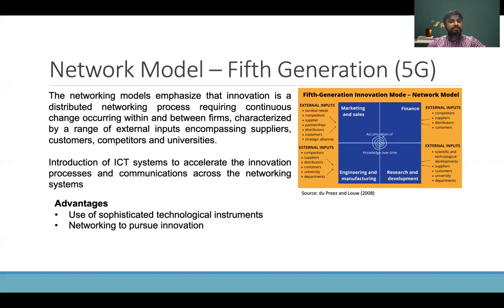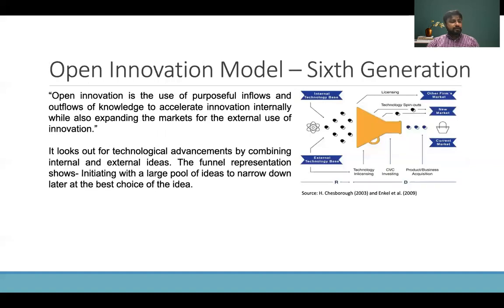The key advantage is the use of sophisticated technological instruments and networking to pursue innovation. Then it comes to open innovation, which we call the sixth generation model. The open innovation model is also known as the sixth generation model. The model is a network model, and it focuses on internal and external ideas and external and internal paths.